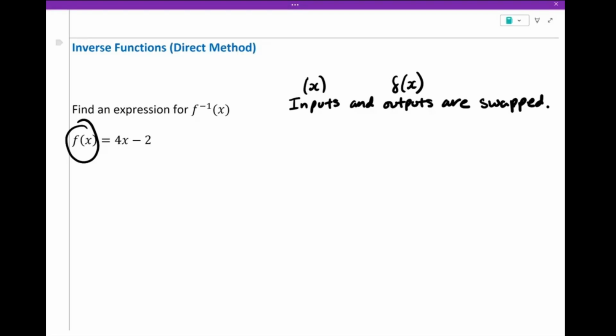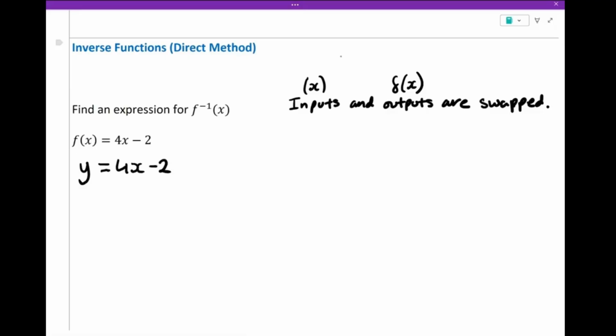Now, in order to get this process started, what I'm going to start by doing is replacing the f of x with a y. Because f of x essentially takes the place of y with what we're used to. But we're also going to end up rearranging the equation, and it's going to be much easier to do that if you've got a y in there instead of the f of x notation, which might confuse you. So step 1, we're just going to replace f of x with a y like that. And then write out the rest of my equation, 4x subtract 2.